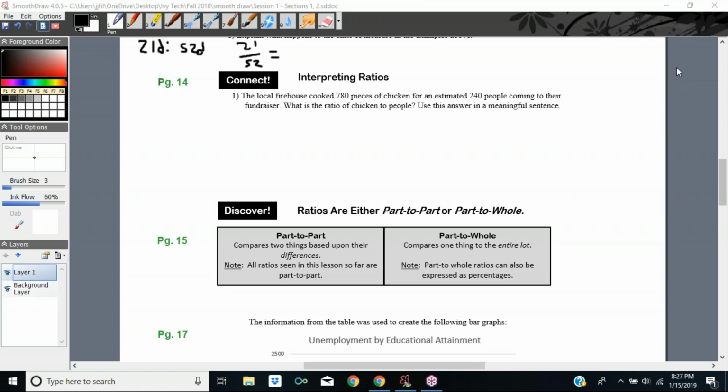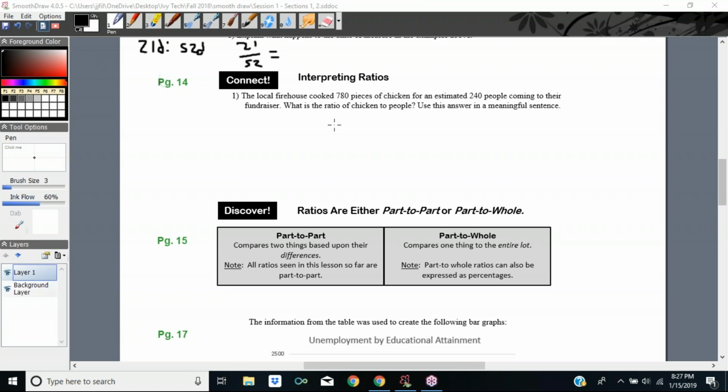I got to tell you, I had a student one time who was a firefighter, and she was like, well, there's no way they would only cook 780 pieces of chicken. She goes, it might be 1,780 pieces of chicken. And she's like, we at the firehouse, we love chicken. So that was one of my students I had a couple of semesters ago. It was pretty funny. But anyway, she says at the firehouse, it's way more than 780.